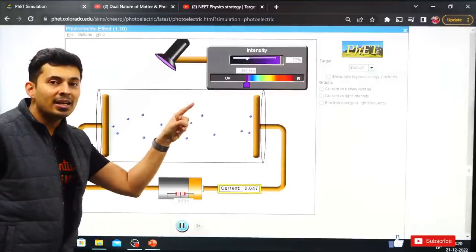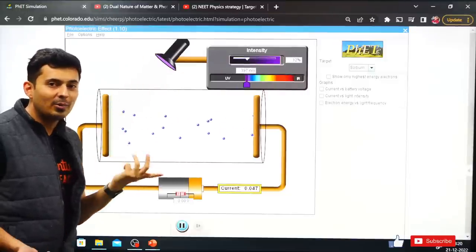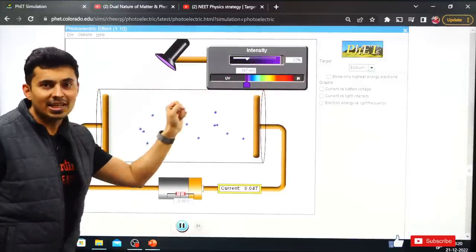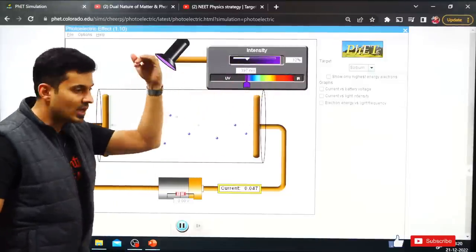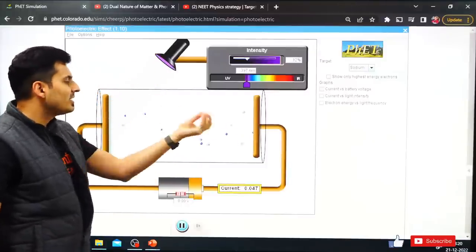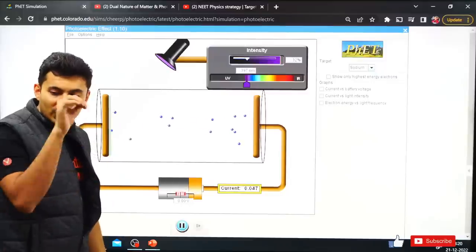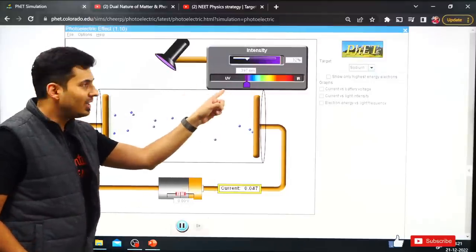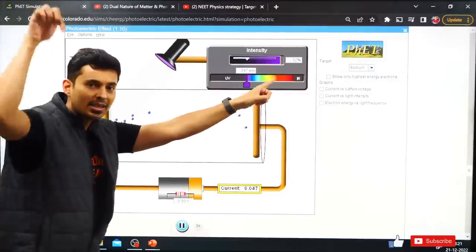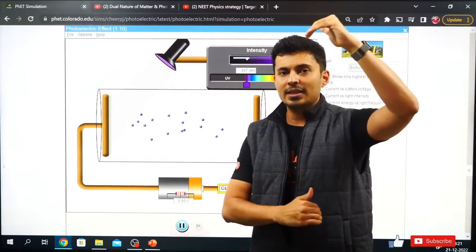So, will the energy of the photon increase or decrease? Will the frequency increase or decrease? Think about it. Obviously, if the wavelength increases, if I shift from here, frequency will come down. Energy will come down. So, the chances of these electrons coming out will also reduce, correct? Because when the wavelength increases, frequency and energy, everything will go down. So as wavelength goes up, frequency and energy come down.